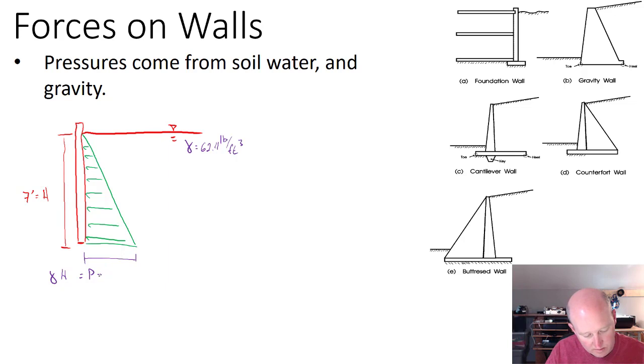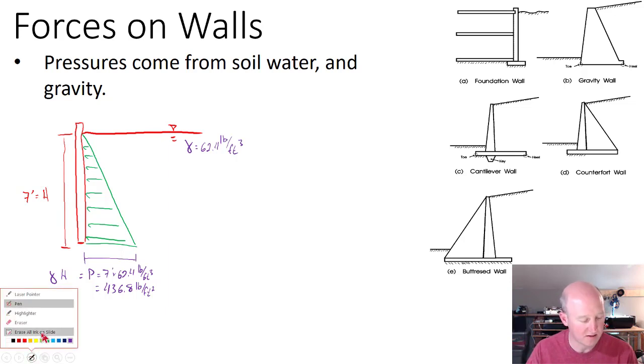So if we wanted to calculate the pressure at the base of the wall, it would be 7 feet times 62.4. That's 436.8 pounds per foot squared, or PSF. All right, so that's the pressure. We did that last time.